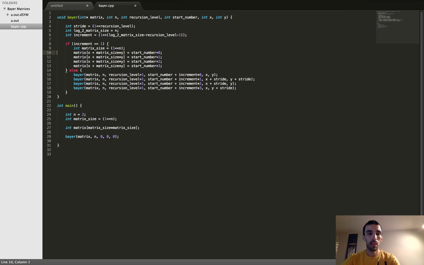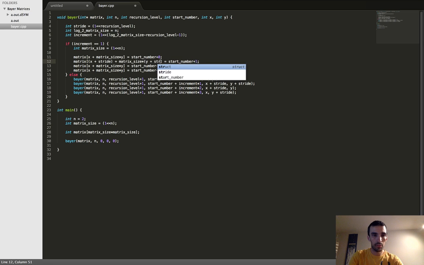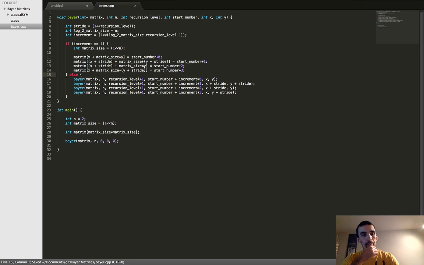So we should probably do it like this. X plus stride. Y plus stride. Got to do it the same way here that I did it below. And then y plus stride. All right. I think that'll do it, actually. Let's print it out. I hope I don't have an infinite recursion here.